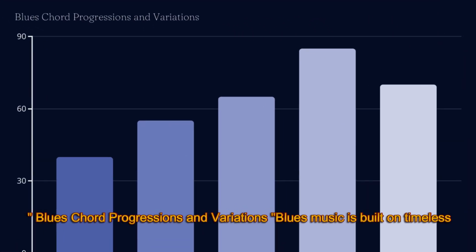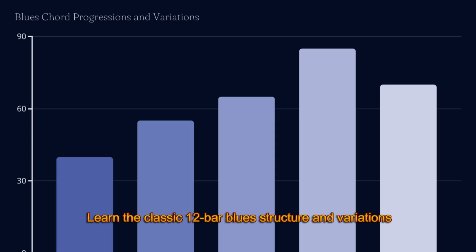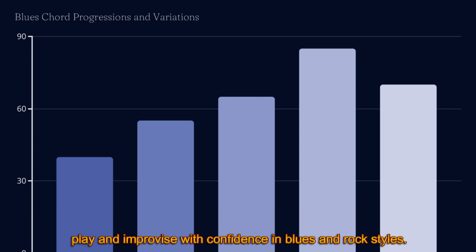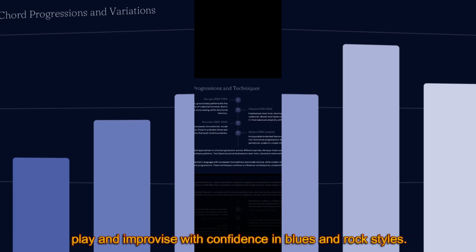Blues chord progressions and variations. Blues music is built on timeless chord progressions. Learn the classic 12-bar blues structure and variations that give blues its signature sound. Mastering these patterns will help you play and improvise with confidence in blues and rock styles.